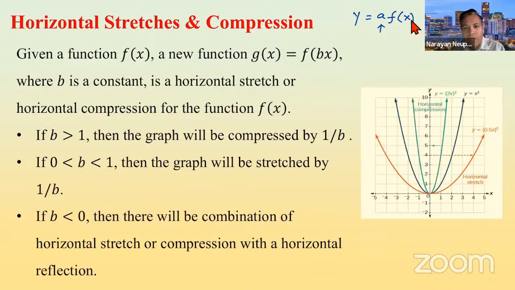So here what we did is we multiplied the entire function value, f of x, the function value or y value, by a. When we multiply the function value by a, the function value will increase. That means there will be vertical stretch. Or if we multiply by a number between 0 and 1, the value will decrease, and that is vertical compression. That's what we studied last time.